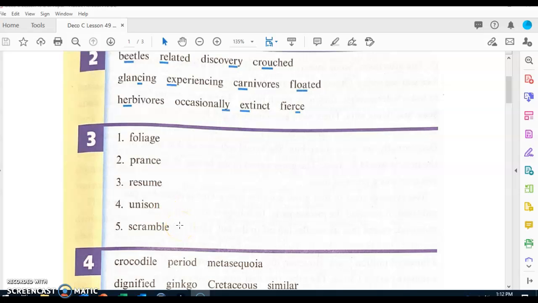Touch word number 5. What word? Scramble. Scramble means to move quickly. Everybody, what does scramble mean? To move quickly.